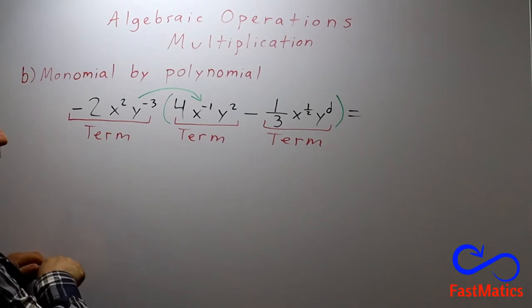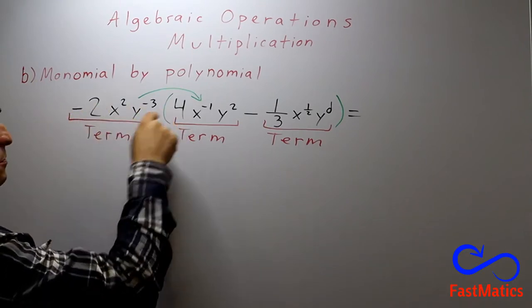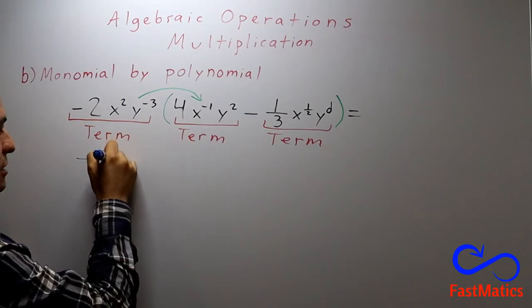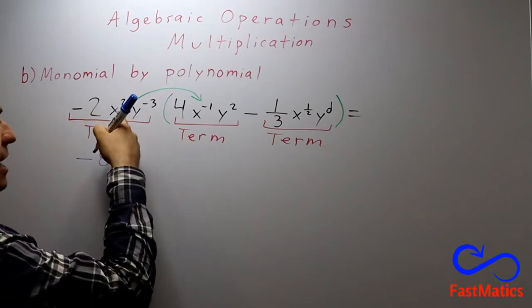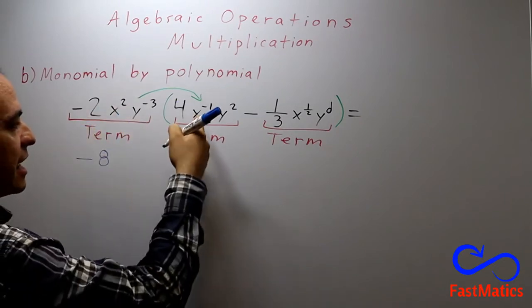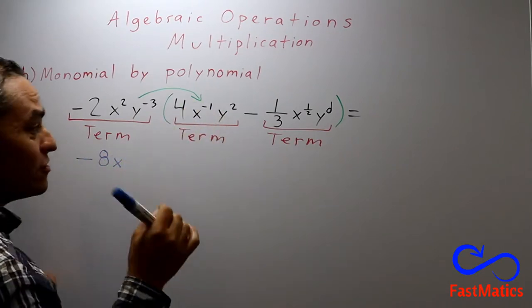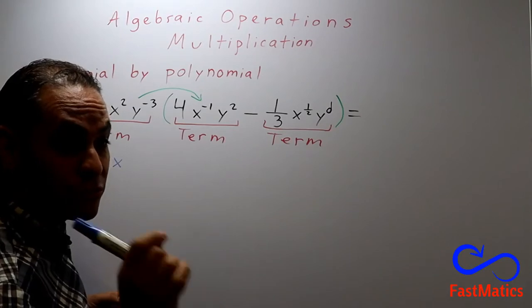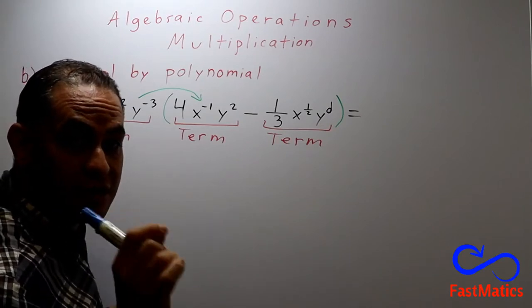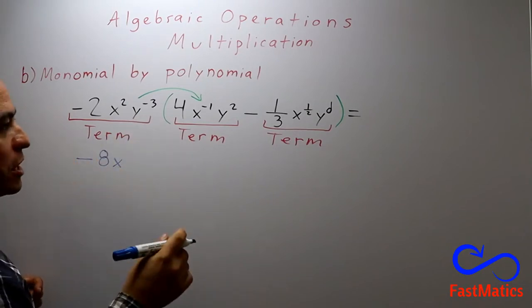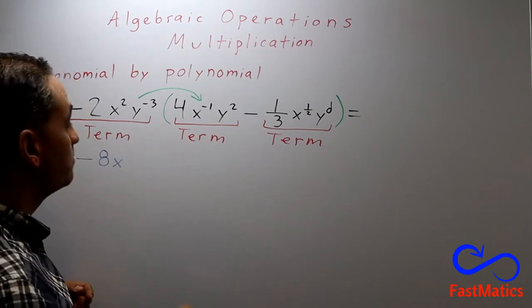Let's go. Negative times positive, negative. 2 times 4, 8. X squared times x to the power of negative 1. You add the exponents. Remember, we have to add the exponents. 2 minus 1, 1. But we are not going to write it.